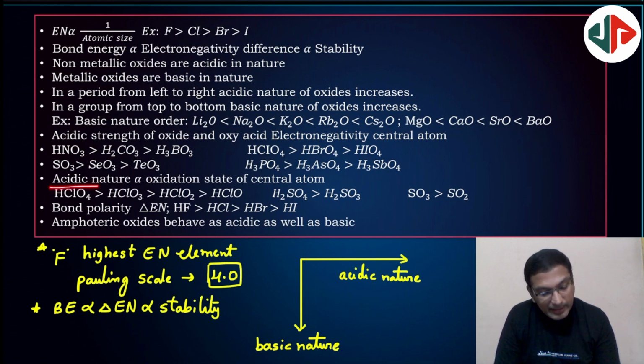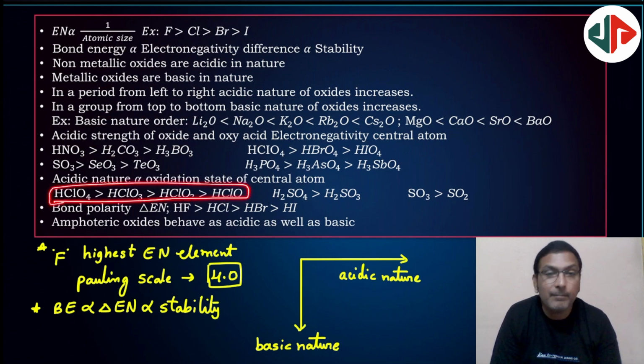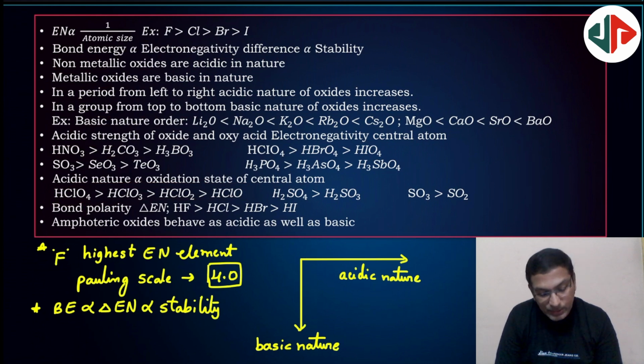Next, acidic nature is directly proportional to oxidation state also. Here HClO4 plus 7 oxidation state, HClO3 plus 5, HClO2 plus 3, HClO plus 1. So as the oxidation state of central atom increases, acidic strength increases. This is the order. Similarly, H2SO4 sulfur plus 6 oxidation state, H2SO3 plus 4 oxidation state. Therefore, H2SO4 is more acidic than H2SO3. Similarly, here also SO3 plus 6 oxidation state, here plus 4 oxidation state. Acidic order.